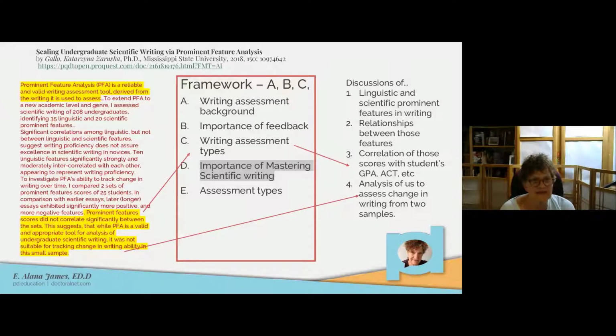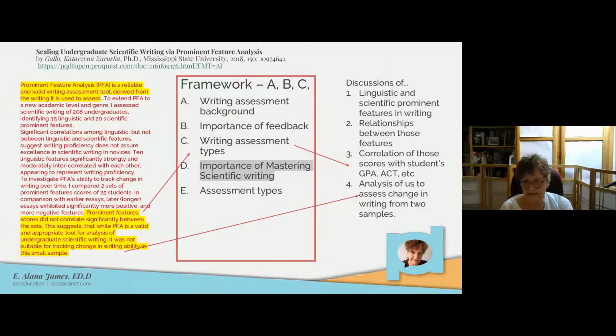Prominent feature scores did not correlate significantly between the sets. This suggests that while this writing assessment is a valid and appropriate tool for the analysis of undergraduate scientific research, it is not suitable for tracking changes in writing ability, or at least not in this small a sample.